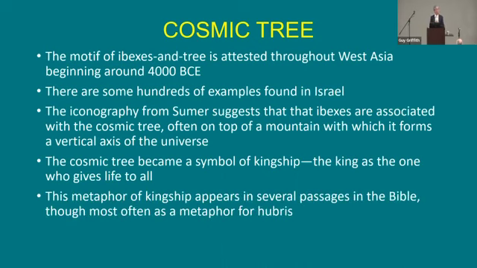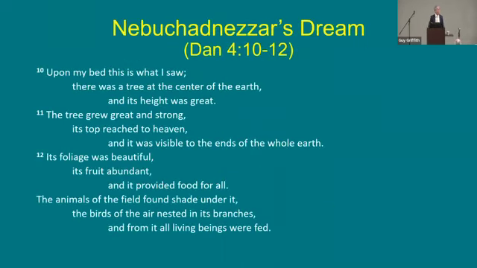This metaphor of kingship appears in several passages in the Bible, most often as metaphors for hubris. The tree grows tall, becomes too arrogant, and so forth. We get an example of this in a dream of Nebuchadnezzar. Nebuchadnezzar has a dream, and he says, upon my bed, this is what I saw. There was a tree at the center of the earth. Notice again, the center of the universe, and its height was great. The tree grew great and strong.